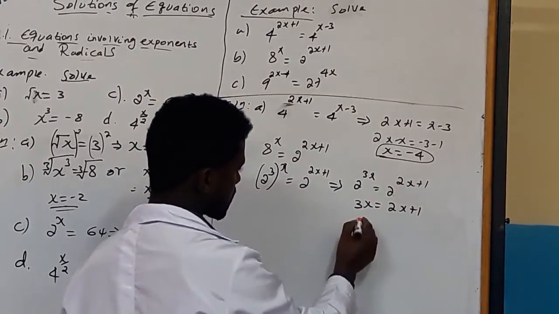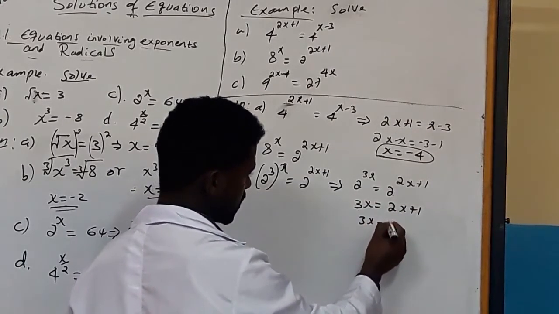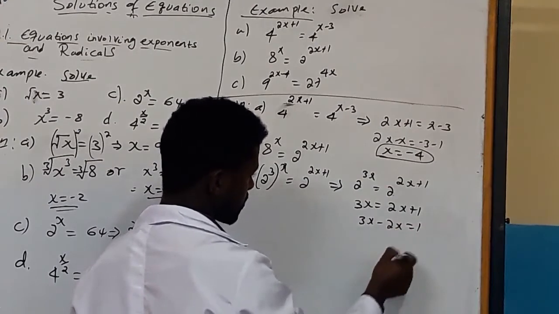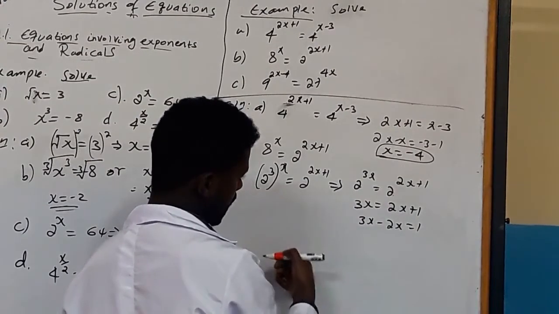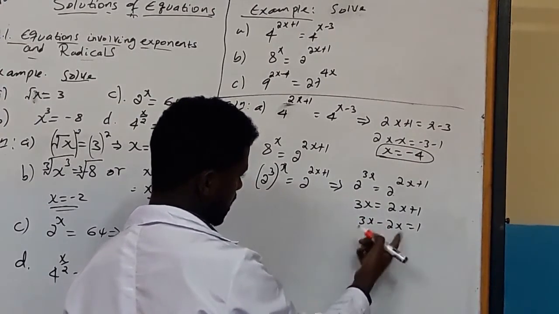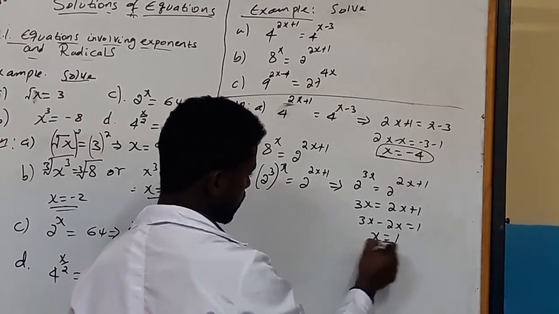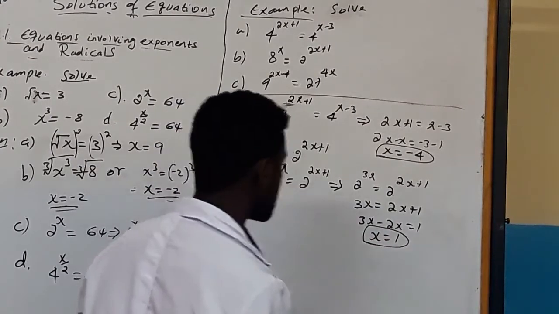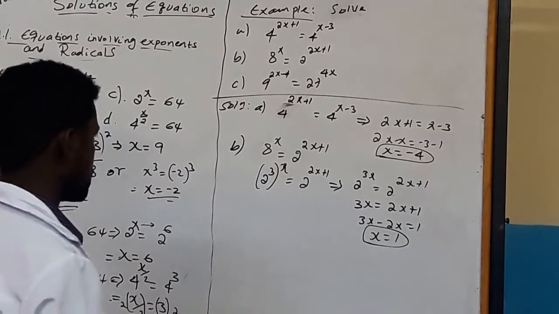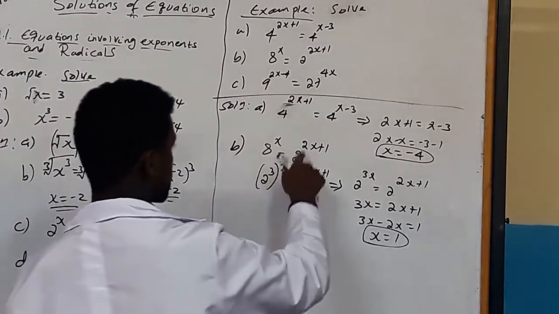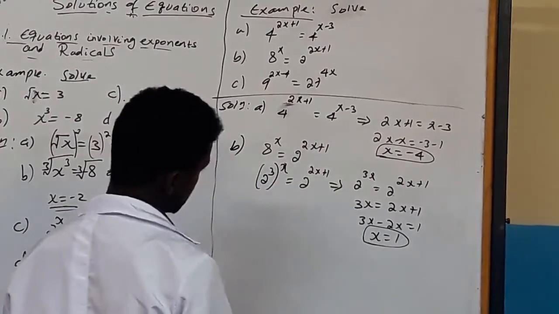Now bring this one, 3x minus 2x is equal to 1. Because bringing 2x to the left side, it becomes minus. 3x minus 2x is equal to 1. So the value of x is 1. In order to make 8 to the power of x equal to 2 to the power of 2x plus 1, you can check it by yourself.